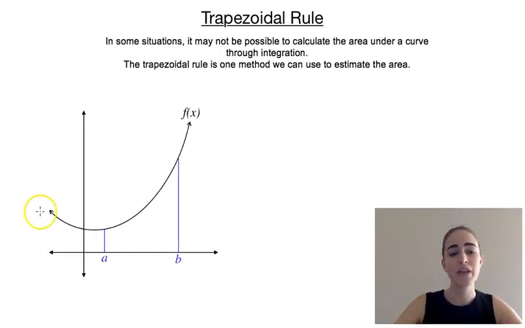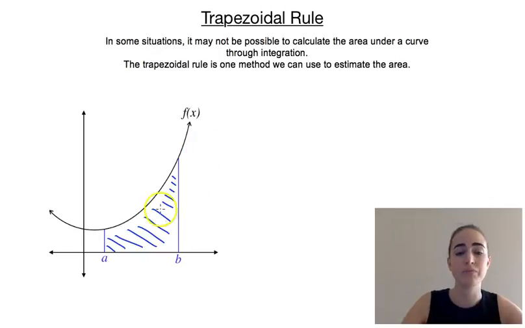So for example, if we had a function, f of x, and we wanted to find the area of this region here, so the area under the curve between the values of a and b. Now, if we can't evaluate the integral of that function, so we can't find the primitive function, one thing we can do is approximate this area using a straight line. So we're going to draw a straight line from here to here. So we'll join it together.